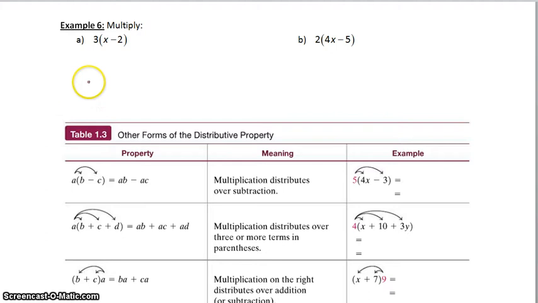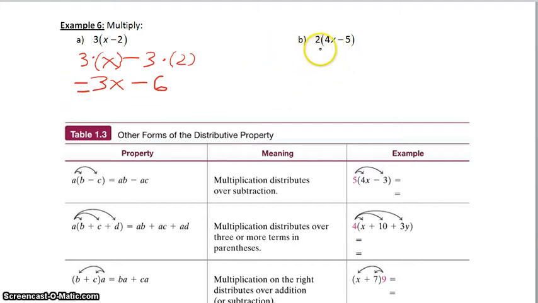Example 6, we want to use the distributive property. So we would take 3 times x, we'll bring down our minus sign, and we will have 3 times 2. Three times x is 3x, minus 3 times 2 is 6. So our final answer here is 3x minus 6.